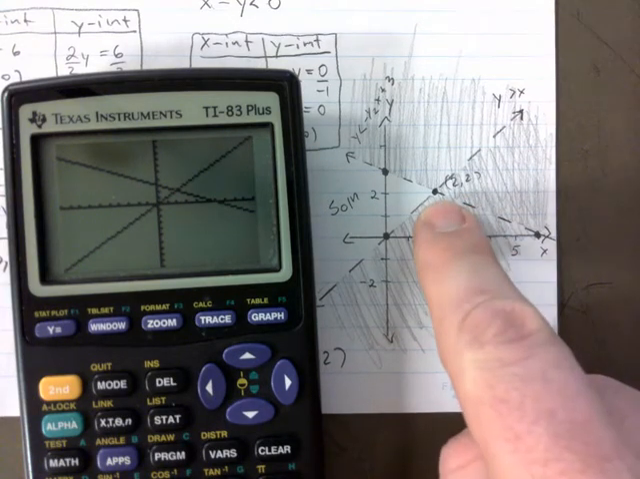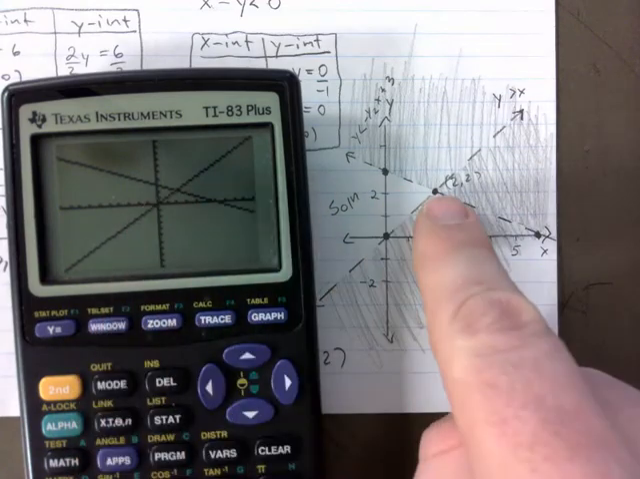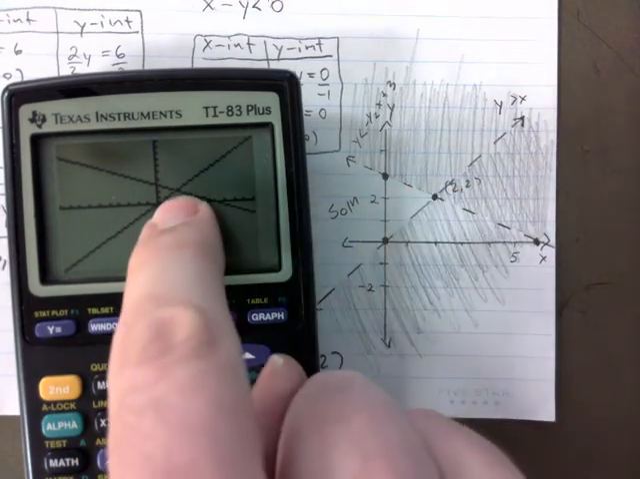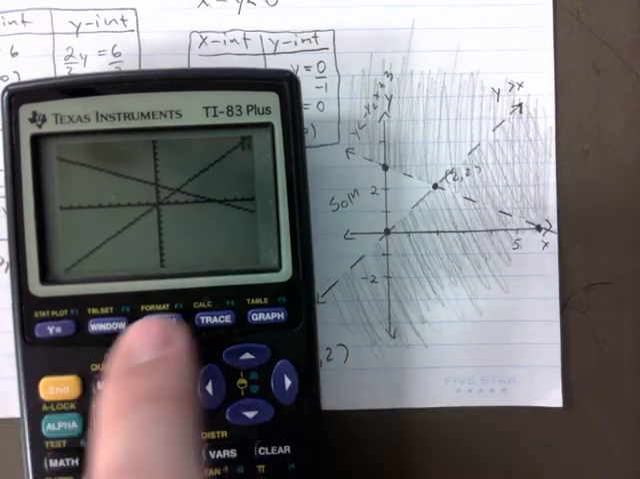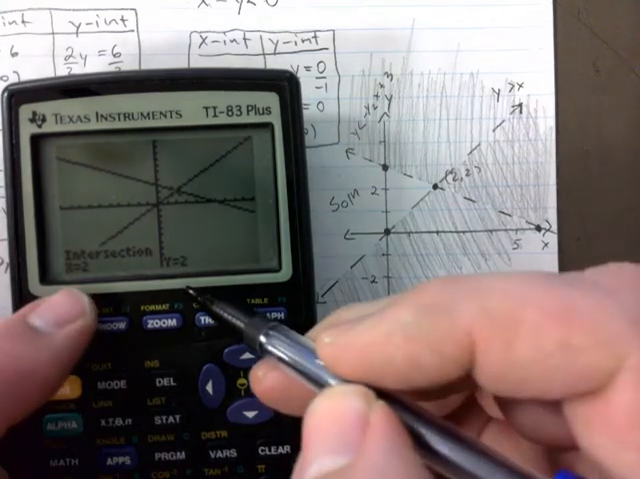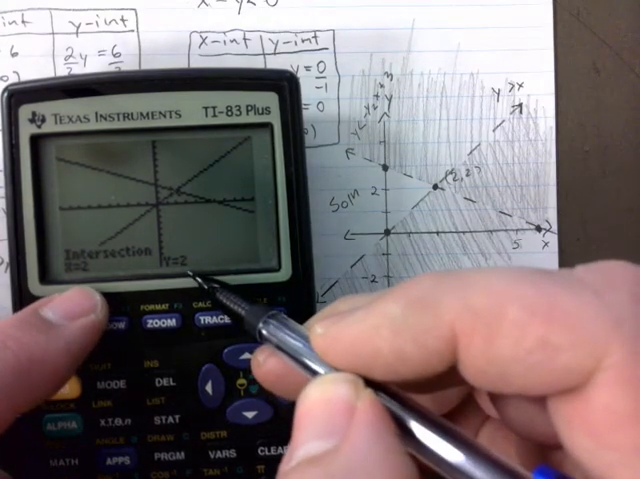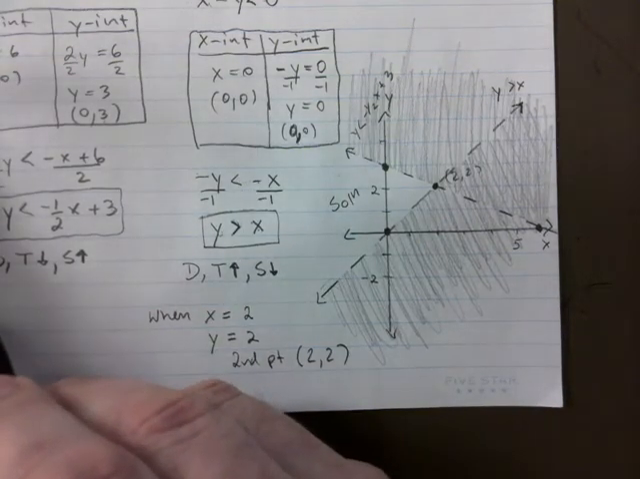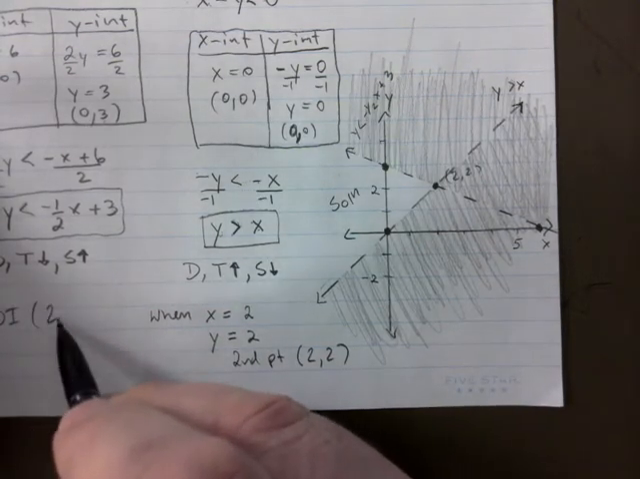And you want a confirmation that your graph looks like the one on your screen. And then we go 2nd, trace, 5, enter, enter, enter. And it is (2, 2), right? It happens to be (2, 2), but I don't want you to guess, okay? So the point of intersection is (2, 2).